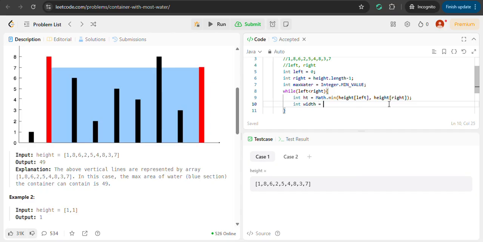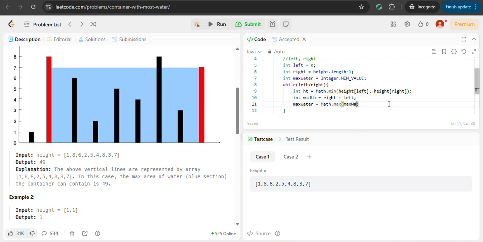Then the width. What is the width? The width is nothing but the difference between right and left. So this is the width, and the area is height times width. We update max water as Math.max of area and the max water itself.